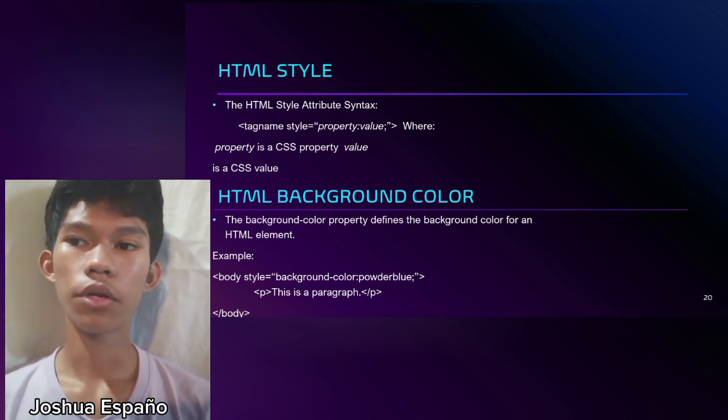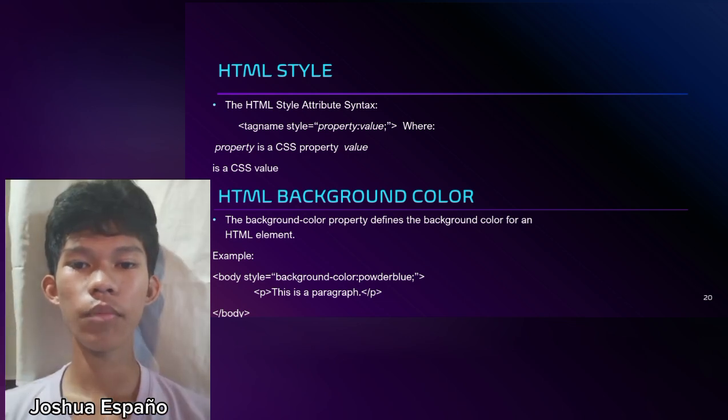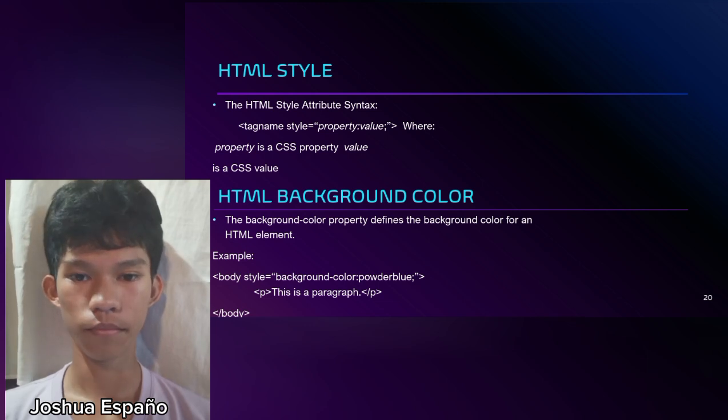HTML background color. The background-color property defines the background color for an HTML element. Use the CSS background-color property to add a background color to an HTML element. Put it into a style attribute and change the value to the desired color name or code. Then include this style attribute in HTML elements such as heading, span tag, table, or div.